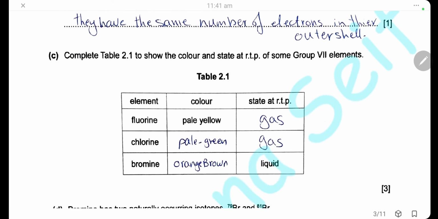Here we have a table to show the color and the physical state at room temperature for some of the group 7 elements. The first one, fluorine, has a pale yellow color and it's a gas at room temperature and pressure. Second one, chlorine, has a pale yellowish green color, and of course it's also a gas at room temperature. Third one, bromine, has orange brown color and it is a liquid at room temperature.